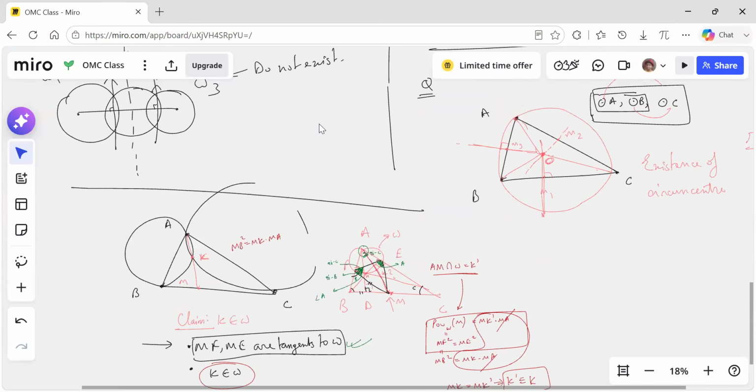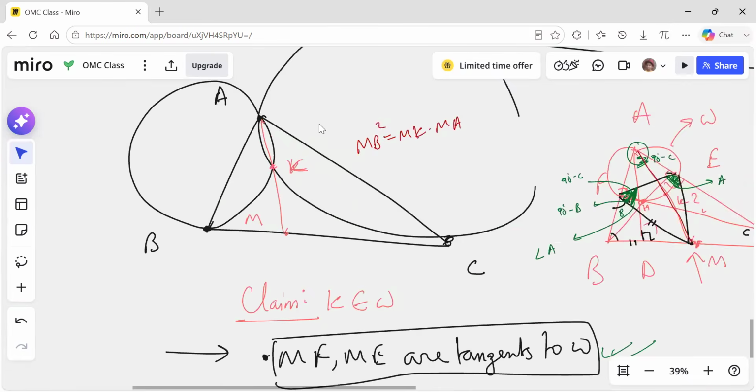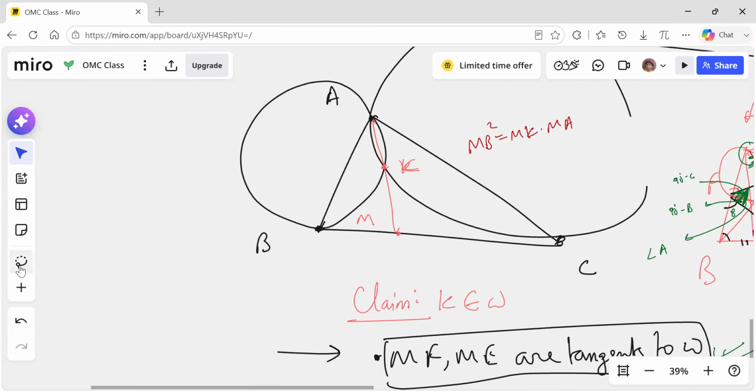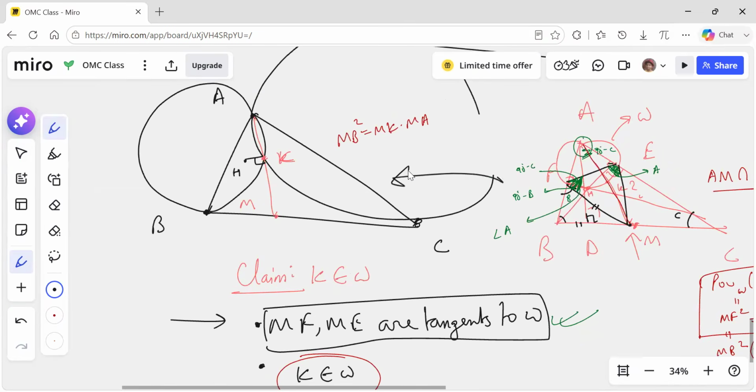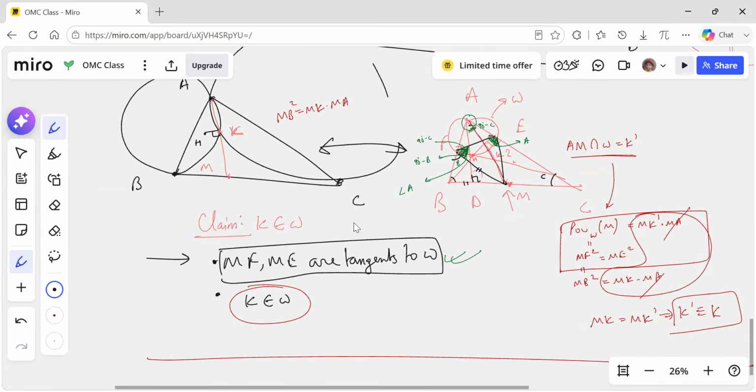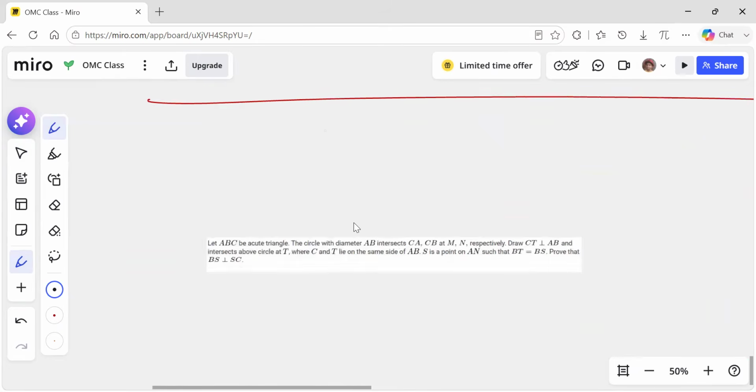So just to sum up the last part, what we did is that we have also conclusively shown that if this is the orthocenter, then HK will be perpendicular to the A median. That's it. You can try relating these two and see why this should be true. Now let's do a problem.